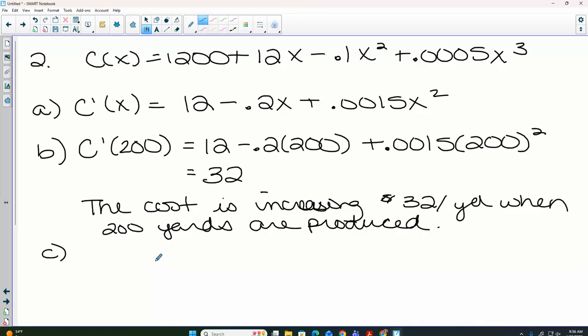Then I asked you to compare that with the actual cost of manufacturing 201 yards of fabric. So to get your actual, this tells me the increase. So you're going to have to find the cost of 201 yards and the cost of 200 yards. And then we're going to look at the difference between those. So I am plugging those numbers into my original.